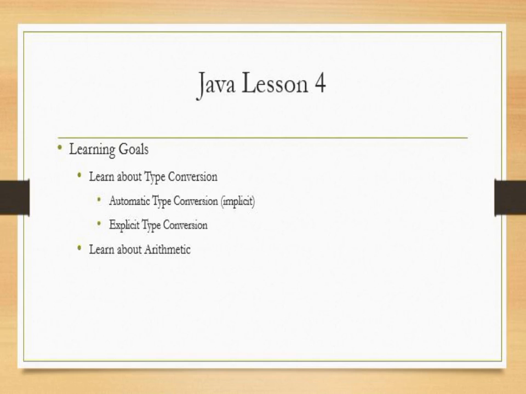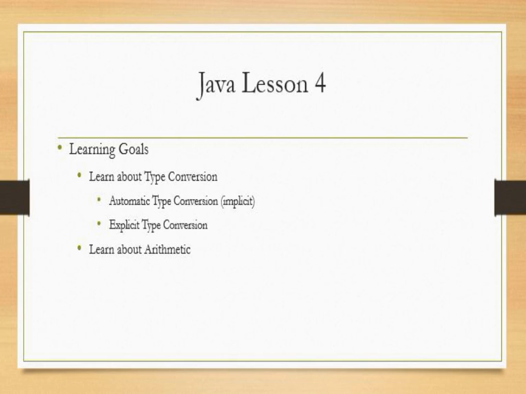Today we're going to be in lesson 4. Our main goals today will be to discuss type conversion. We'll focus on automatic type conversion, which is also implicit type conversion, and explicit type conversion. And we'll also touch base on some more arithmetic. So we won't wait any longer. We'll go ahead and start.